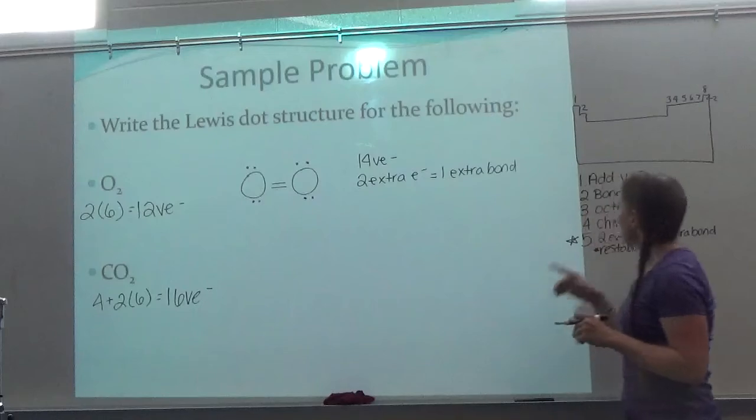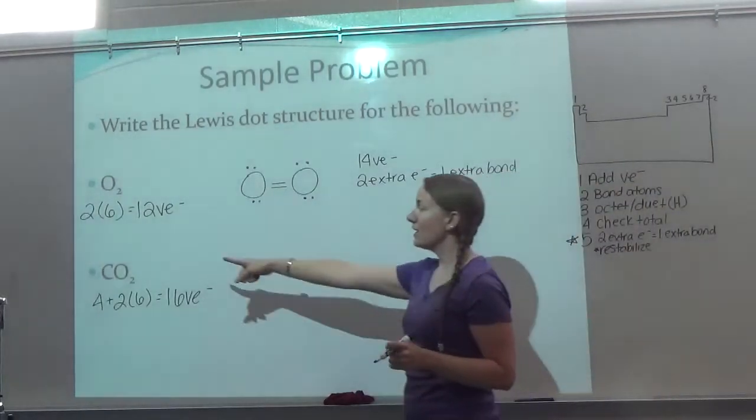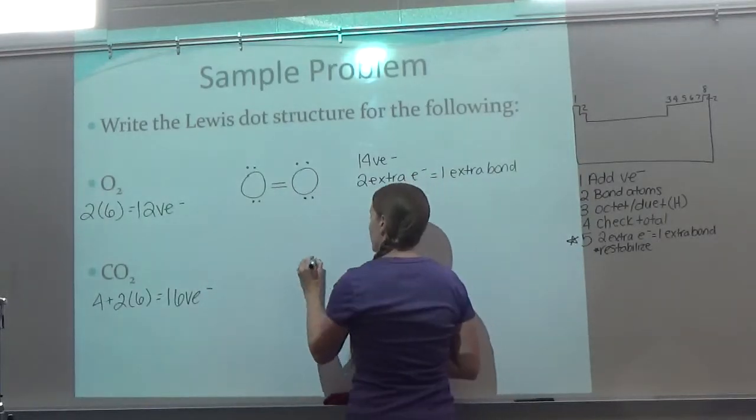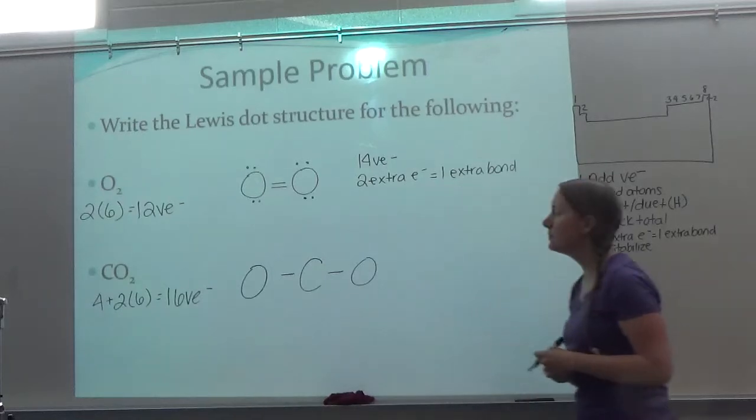All right, so second step is bond the atoms. So remember, single atoms go in the middle. My single atom this time is carbon. So I'm going to put carbon in the middle, and I'm going to bond my oxygen atoms to it.